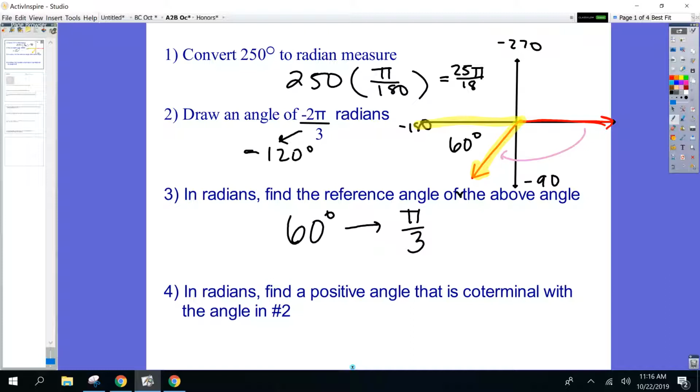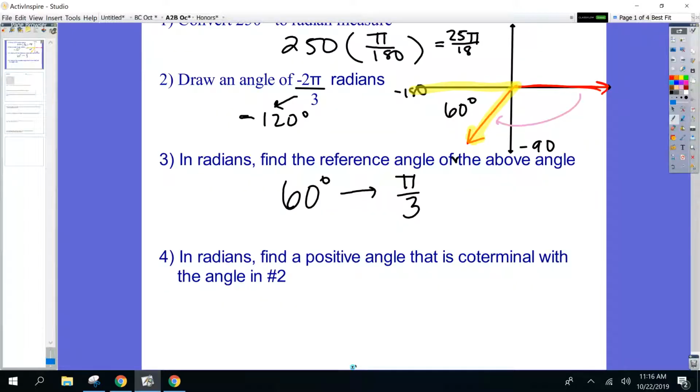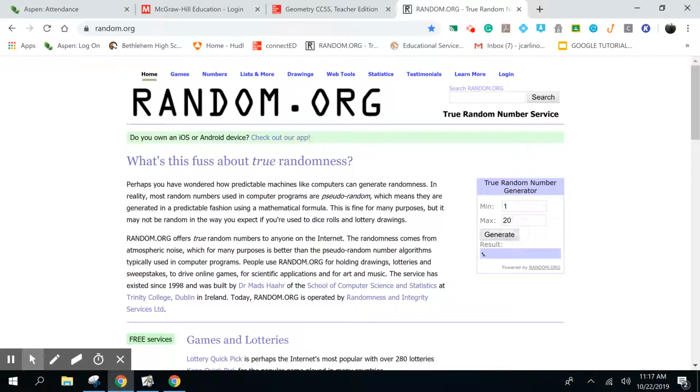Questions? Okay, final one. In radians, find a positive angle that's coterminal with negative 120. So negative 120. How'd you find a positive angle? What did you do with it?